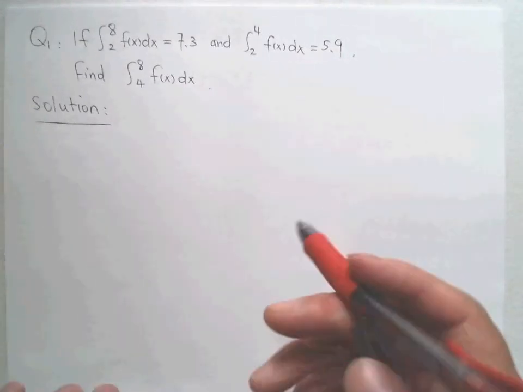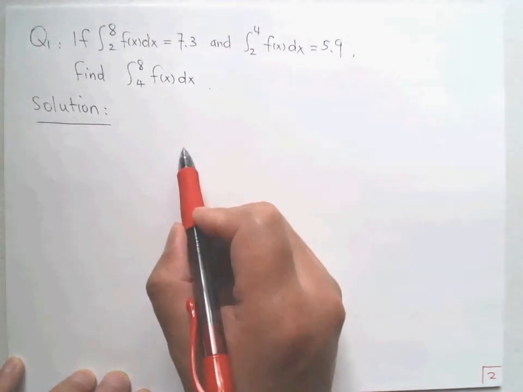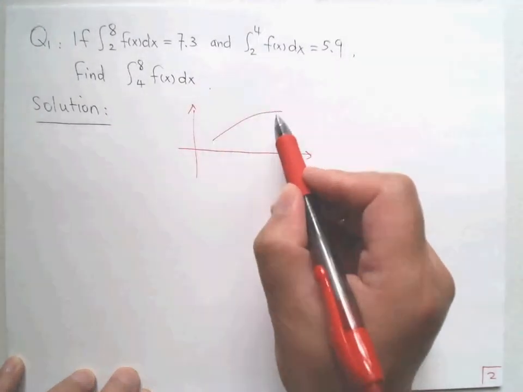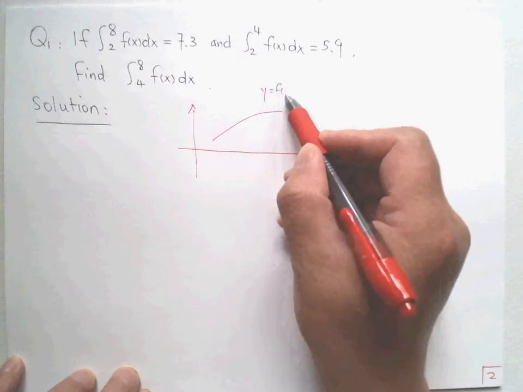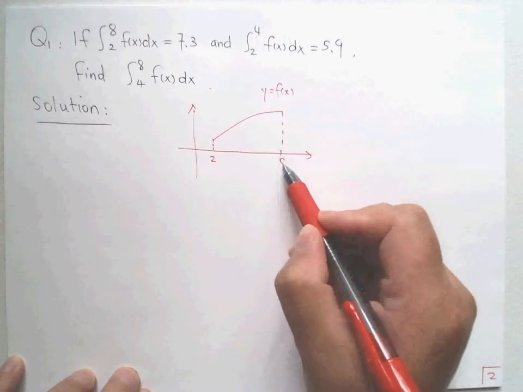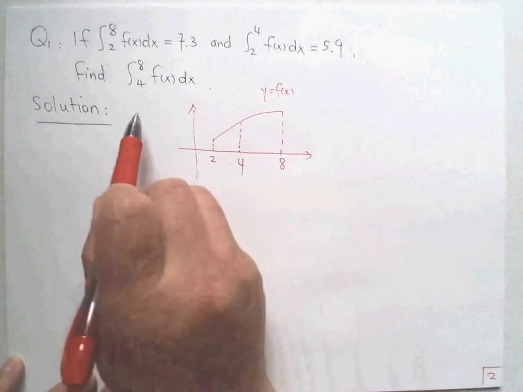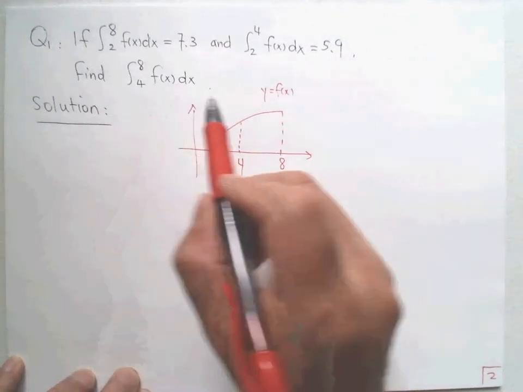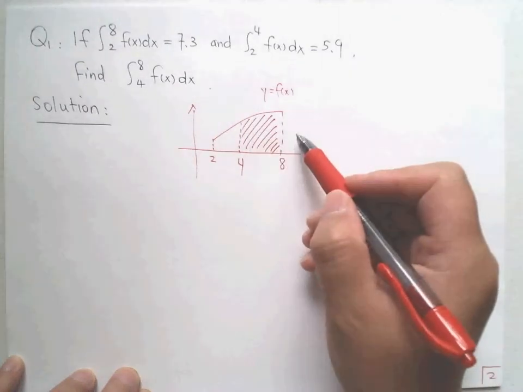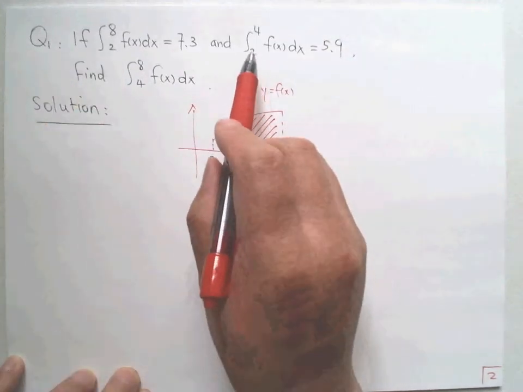It's better if I draw a graph. I draw a graph, and it's much easier to understand. I draw a simple graph. Say the function is y equals f(x). This is 2, and this is 8. So 4 is between them, right? I say 4 is here. So look at it. What are we going to find? We are going to find this area under the curve, from 4 to 8. But what do we know? From 2 to 8, the big one. From 2 to 4, the small one.